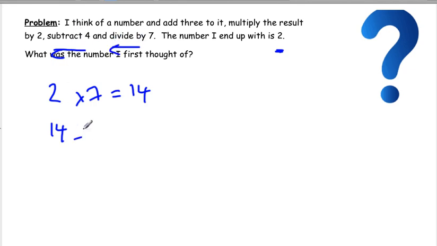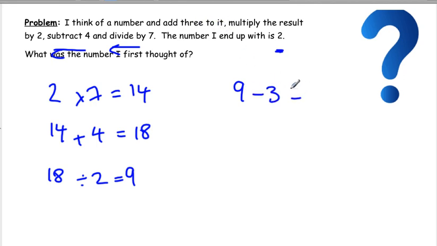Then we're going to take 14 and reverse this operation. The opposite of subtract 4 is add 4, and we get 18. Then we're going to reverse multiply by 2, so 18 divided by 2 gives us an answer of 9. Take the 9 and do the reverse of add 3, which is to subtract 3, gives us 6, and that should be the number we first thought of.